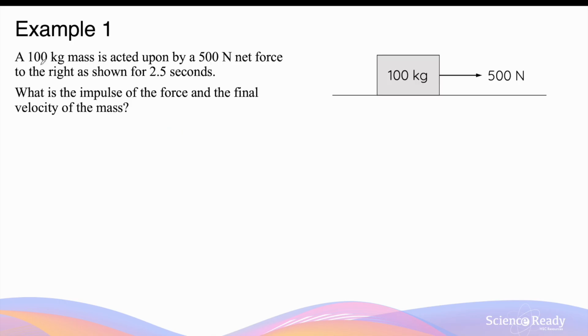A 100 kilogram mass is acted upon by a 500 newton net force to the right, as shown, for a duration of 2.5 seconds. What is the impulse of the force and the final velocity of the mass?